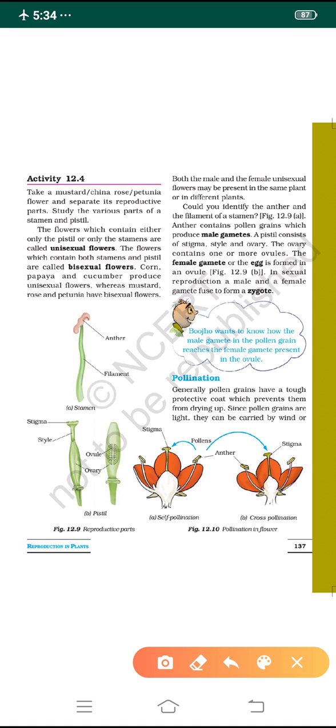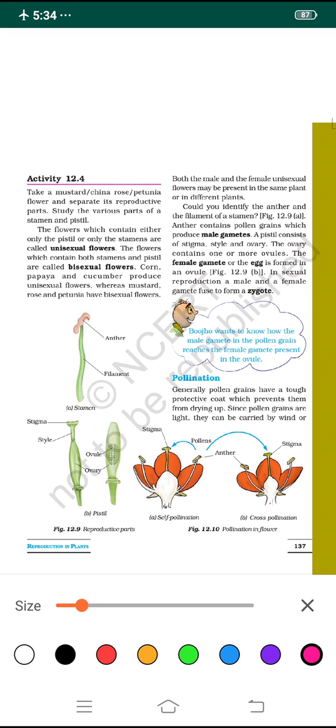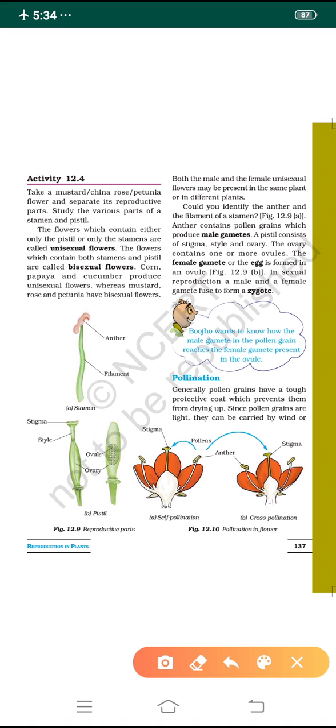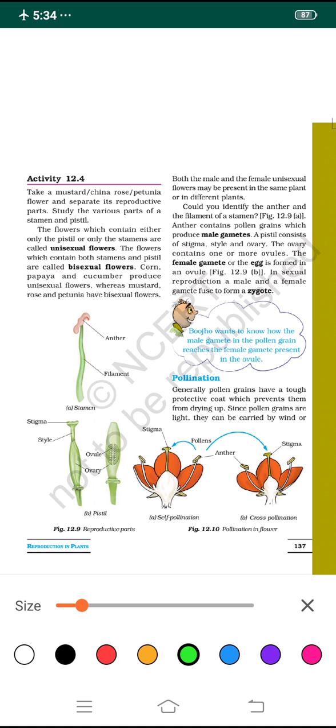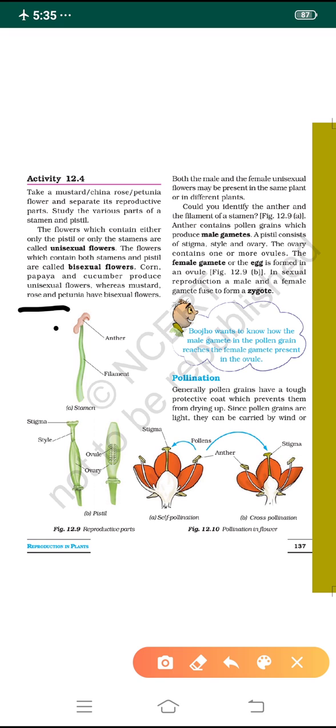So let us identify the anther and filament of a stamen. It is very, very important. There are two important parts in the stamen, the male part of the flower. Look at Figure 12.9a. Here I am showing through the ray diagram: this is a filament, and next, this is the anther. Here you can see a cap-like structure, that is called the anther.